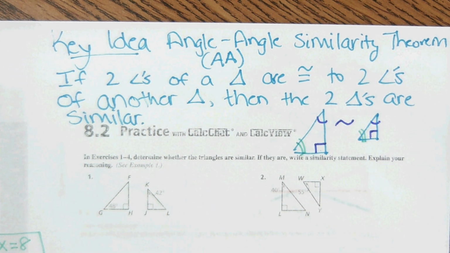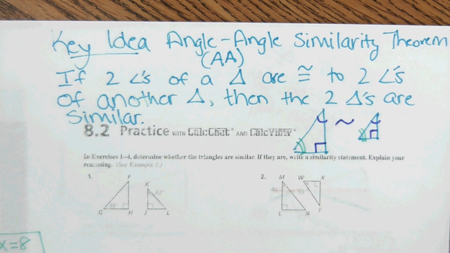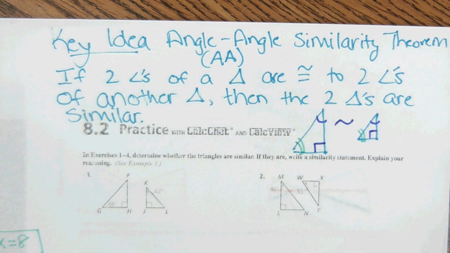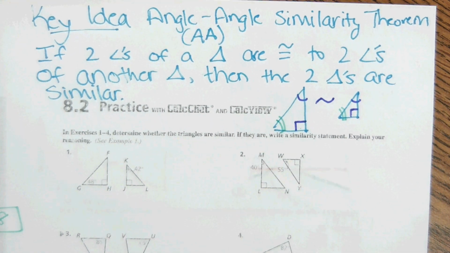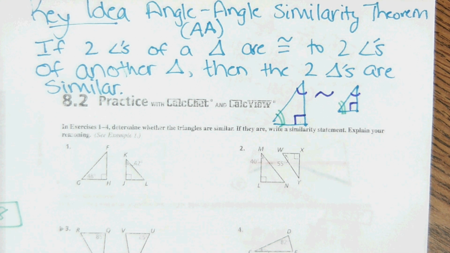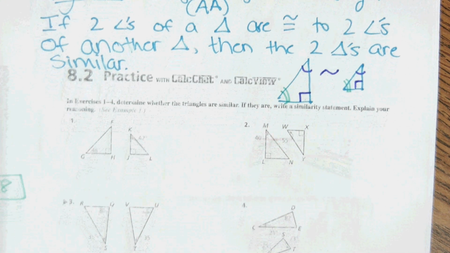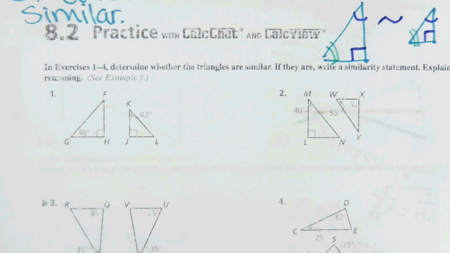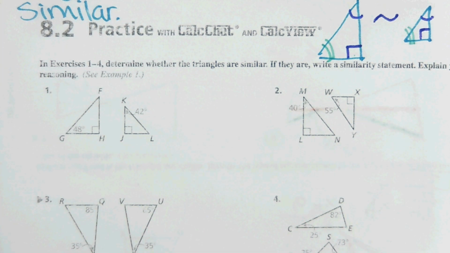So if two angles are matching, then you can say they're similar because the third has to be matching as well. And in similar triangles, the angles match. So we're pretty much going to be using angle measures to verify whether shapes are similar. And that's the gist of today's lesson. I already got that down.